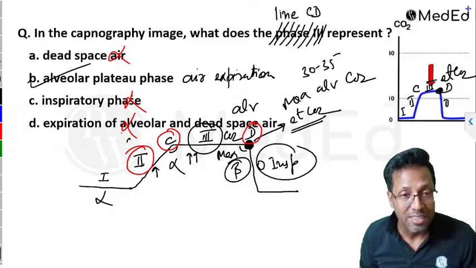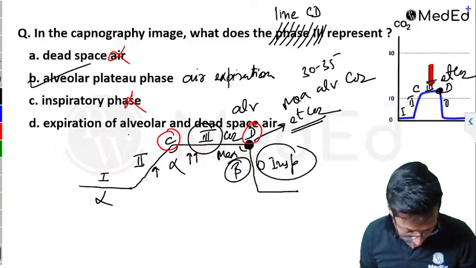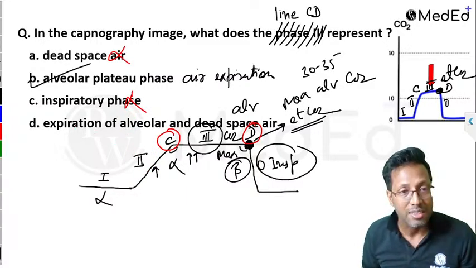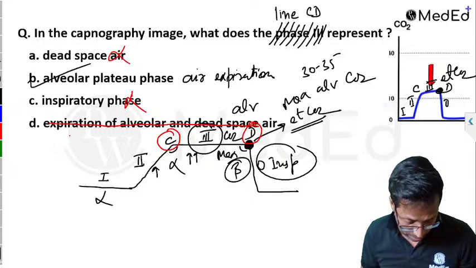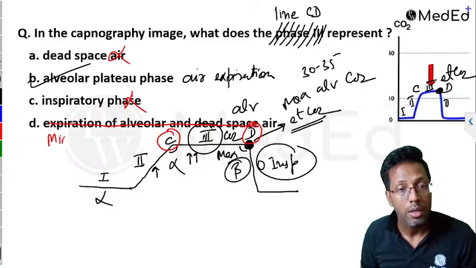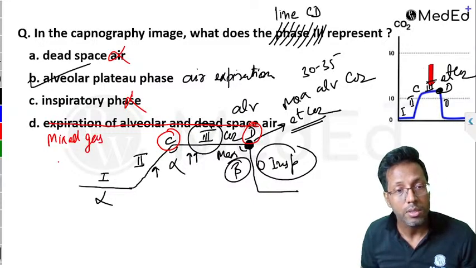Fourth option was mixed gas expiration. Same thing, guys. Dr. Sali says fourth option is mixed gas. Correct. So this is out then. Instead of expiration of alveolar and dead space air, the fourth option becomes mixed gas expiration. Okay. Perfect. Mixed gas expiration.